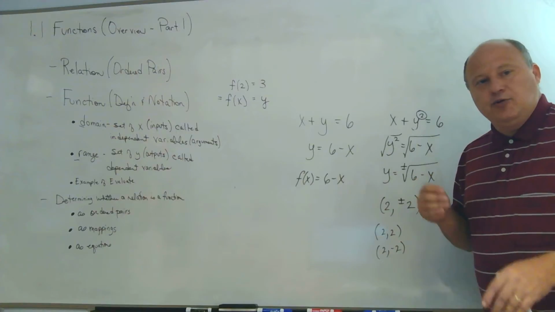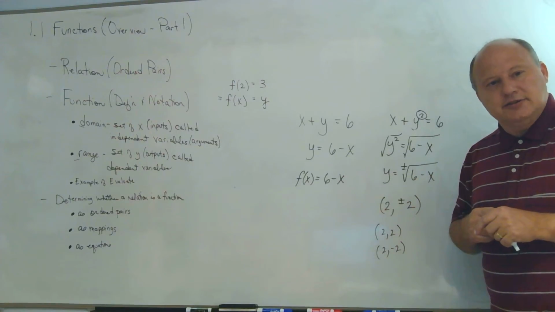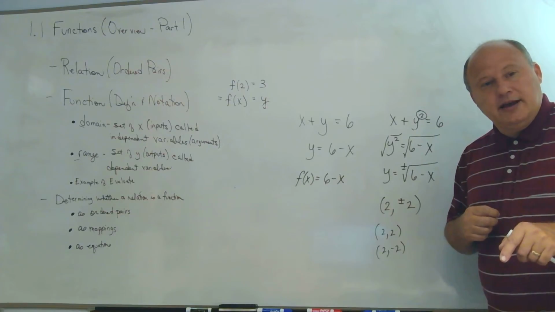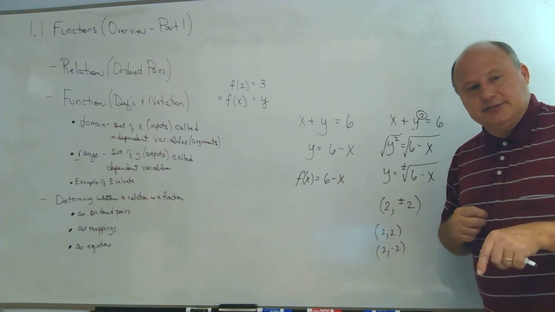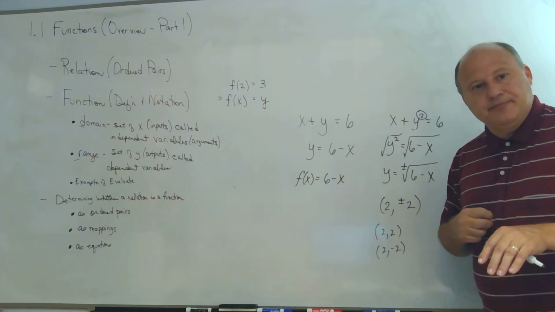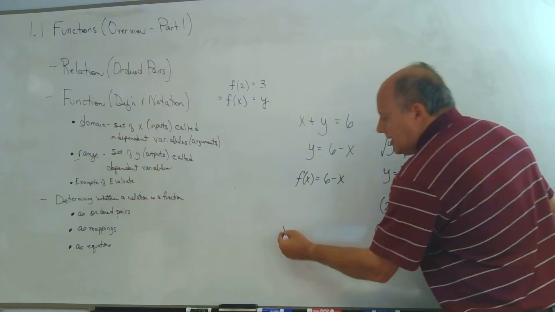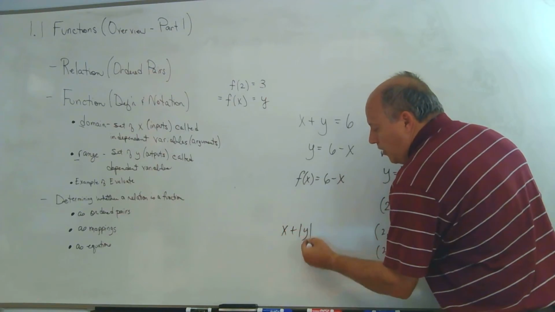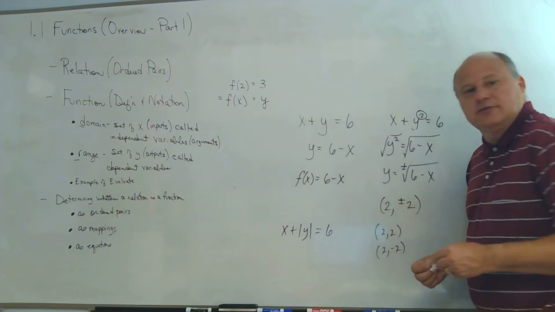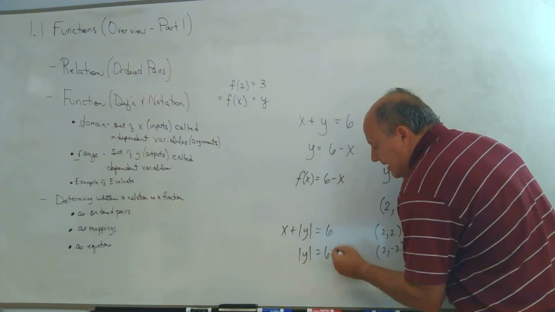And if you ever get into a bind and you're like, okay, is it or is it not? Put a number in for the x, solve for y, and if you get one answer, then you're in business. But if you immediately get 2 answers, then you've got a problem, because not all of them are that way. For example, I can give one like this: x plus the absolute value of y equals 6. So the absolute value of y equals 6 minus x.